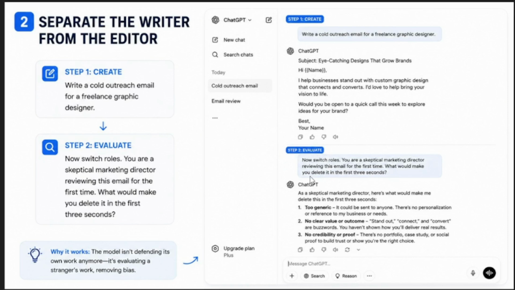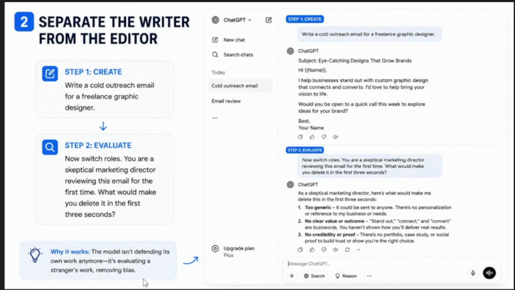Swap that sentence for something neutral. Evaluate this marketing plan. List the 3 weakest assumptions in it. Same plan, same model, but now there's nothing in your wording for it to lean on. Try both versions with any plan you're working on right now and watch the tone change completely.